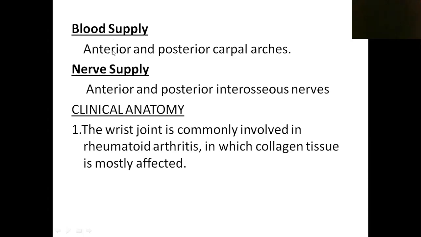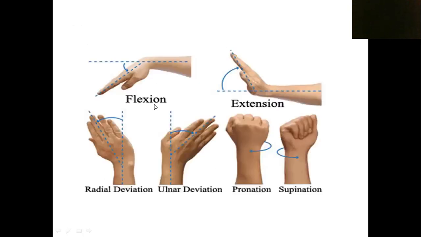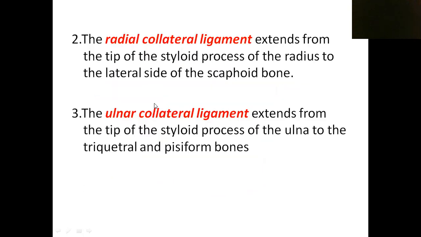Now the blood supply is by the anterior and posterior carpal arches. Then the nerve supply is by the anterior and posterior interosseous nerves. Okay. Then clinical anatomy: it is commonly affected by rheumatoid arthritis. Okay, so these are some of the important details of this wrist joint. Remaining details you have to read from your textbook. Okay, thank you.